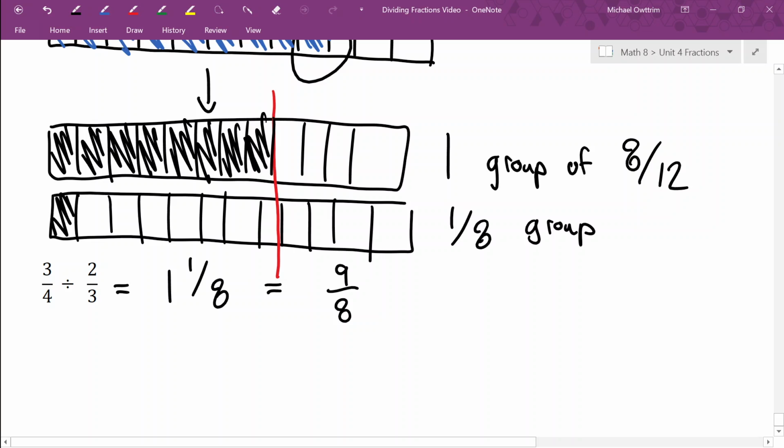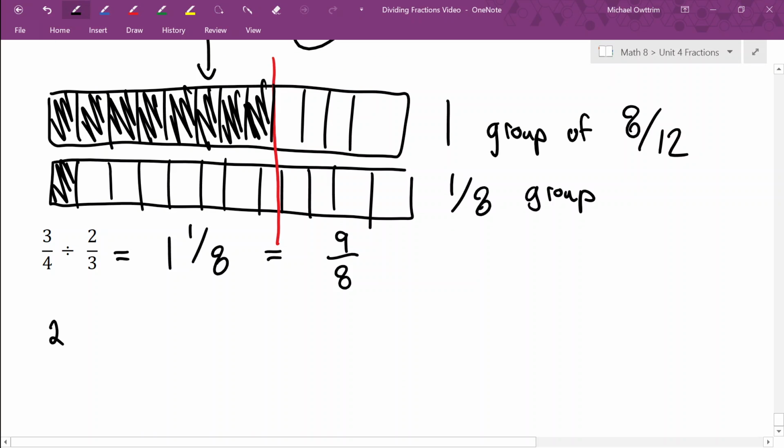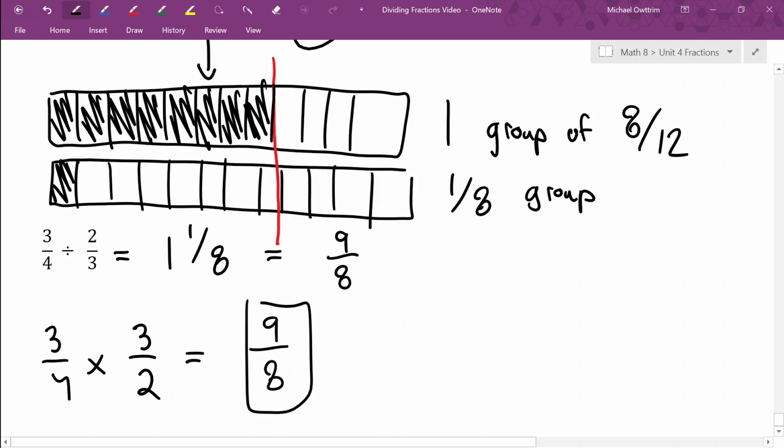Now, again, can I confirm that using my symbolic rules? Let's go ahead and do that. So we got 3/4. Instead of divide, we're going to multiply. Instead of the second fraction, we're going to flip it. And we're going to multiply 3 times 3 on the top is 9. 4 times 2 on the bottom is 8. Ta-da! There's your 9/8.